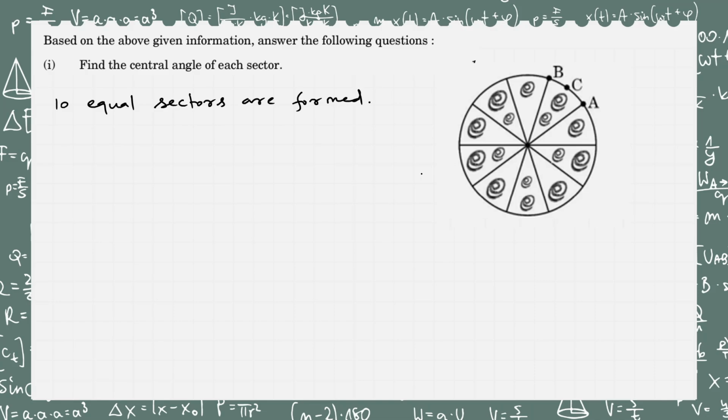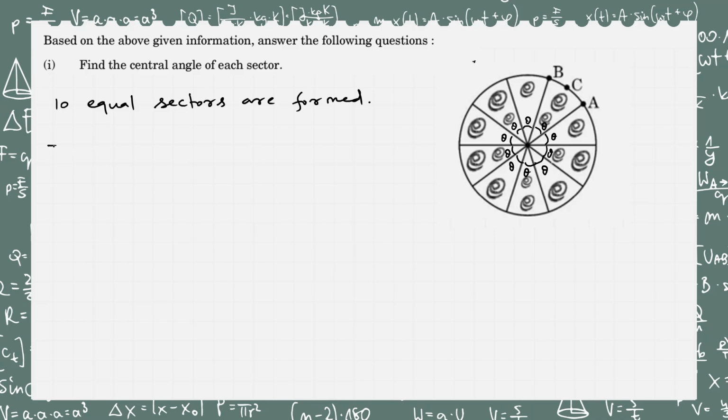So when they say that the sectors are equal, their central angles will be equal to each other. For example, if I take this central angle as theta, each of the other sectors also will have the same central angle theta. So this is also theta, this is also theta, etc. So how many central angles are formed now? 10 central angles, obviously, because there are 10 sectors, right?